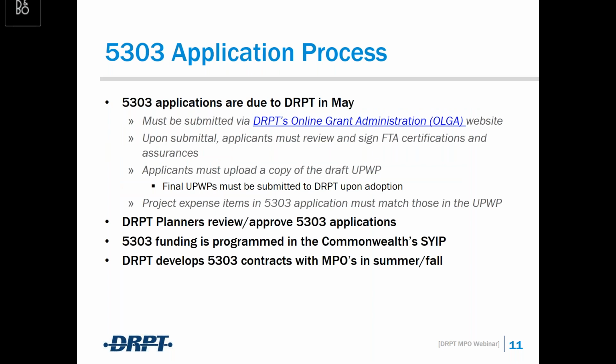In terms of the application process, 5303 applications are due to us in May and are submitted through the OLGA website. If you do not have access to OLGA, if you are new to this process, please let us know, and we can walk you through the process for getting an account set up. Once you submit your application in OLGA, you will be asked to review and sign your FTA certs and assurances. This is something that all grantees of FTA funding need to do.